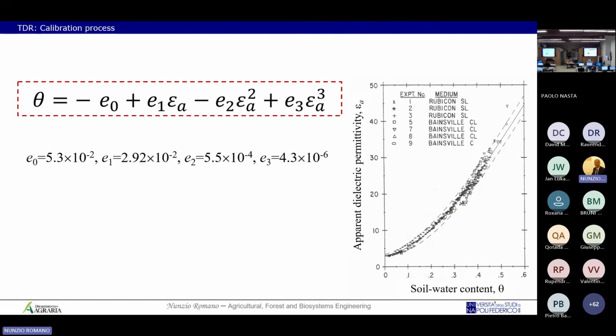So again, maybe especially when you are in the lab, collect in the best way possible the undisturbed soil core that you use for the thermogravimetric method. Why? Because the direct method gives you the reference. So if you make a large error in the reference, it's difficult to obtain a good calibration process, a good calibration polynomial equation.